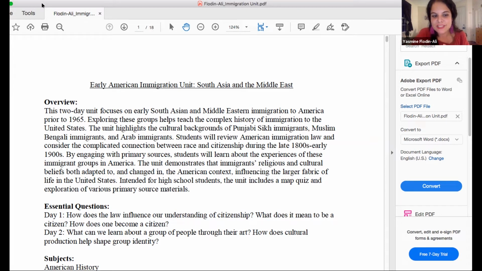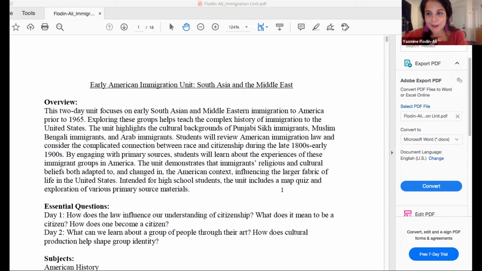Essential questions for the first day is, how does law influence our understanding of citizenship? What does it mean to be a citizen? How does one become a citizen? And the second day is a lot of fun. What can we learn about a group of people through their art? So we'll be looking specifically at a really great website, which leads us through some Arab art forms, Arab American art forms.